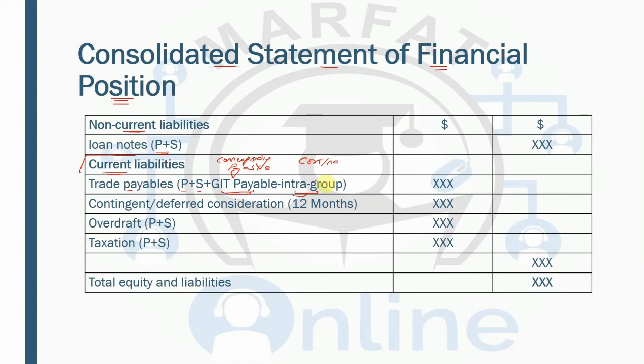The important thing that we'll be discussing over here is the contingent and deferred consideration. Now, I have already discussed that the amount paid by the parent to the subsidiary is known as the consideration. So far, we have seen three elements. It can be cash, there can be loan notes, and there can be the share exchange. The other two elements can be deferred consideration and contingent consideration.